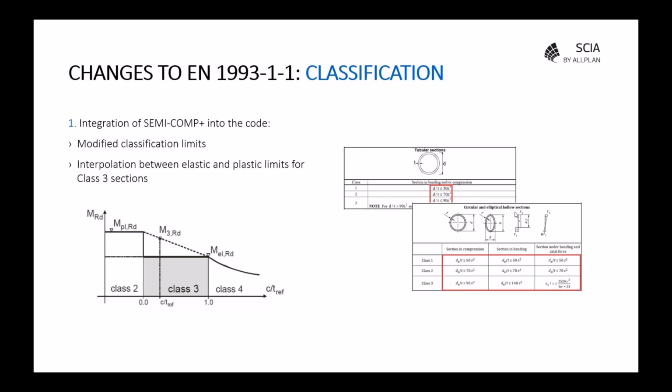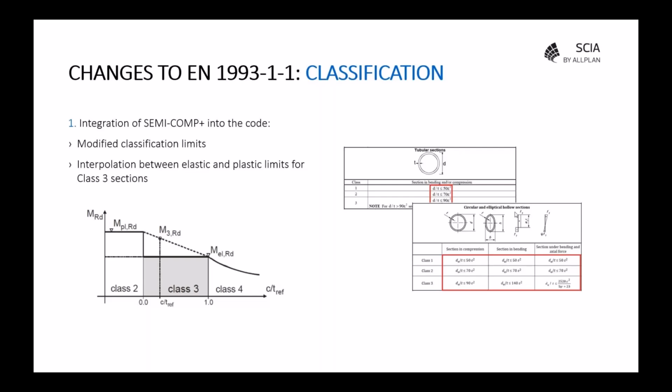So there are some modifications for the classification limits that are taken into account. But most importantly, there is this rule for class 3 cross sections, where in the base code you would just use the elastic resistance for class 3 sections, but from research we have shown that we can actually take account of some more resistance the closer we get to the plastic limit, and therefore the resistance is taken as some interpolation between the full plastic resistance and the elastic resistance. And so this one has been added into the code as an annex as well.